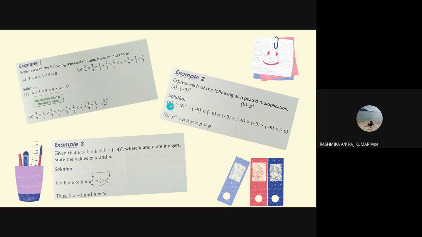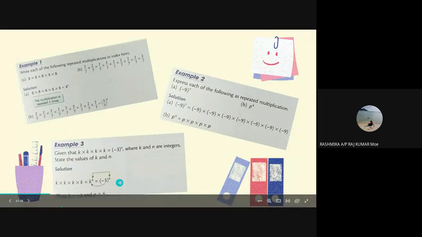Since it's negative 9 to the power of 7, negative 9 needs to be written 7 times. Question B, p to the power of 4. Since it's to the power of 4, p is to be repeated 4 times. Example 3, given that k times k times k times k equals negative 3 to the power of n, where k and n are integers, state the values of k and n. The solution is k times k times k times k, which is k to the power of 4, equals negative 3 to the power of n. Thus, k equals negative 3 and n equals 4.